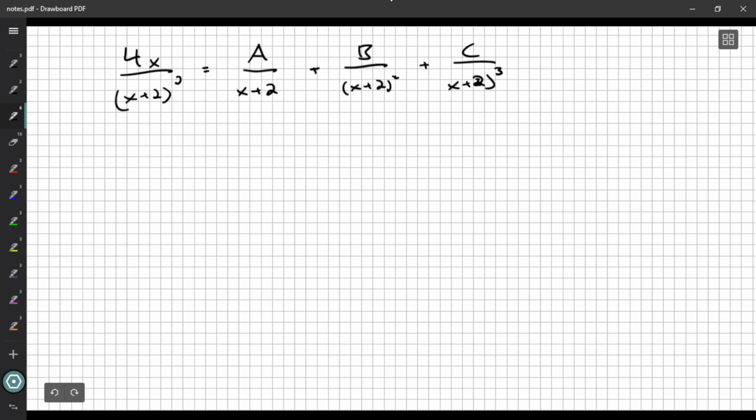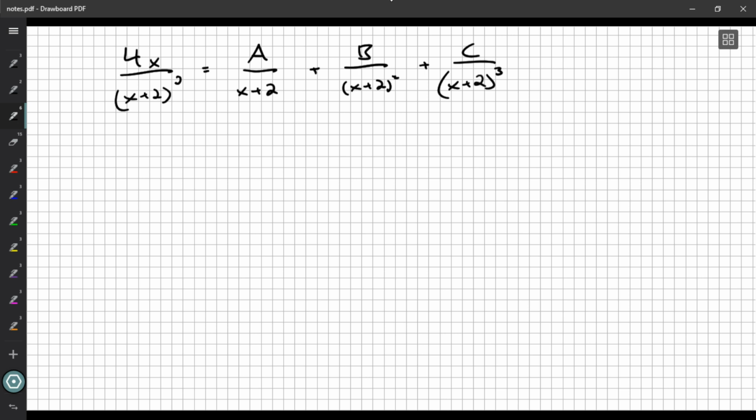Oops, it's a 2 there and a 3 there. There we go. So this is what our decomposition should look like. It's up to us to try and figure out the A, B, and the C now. Okay. And just to avoid confusion, let's make that 2 look a bit more 2-ish.